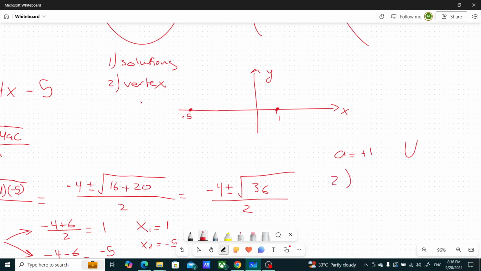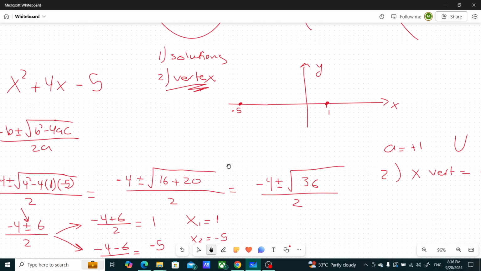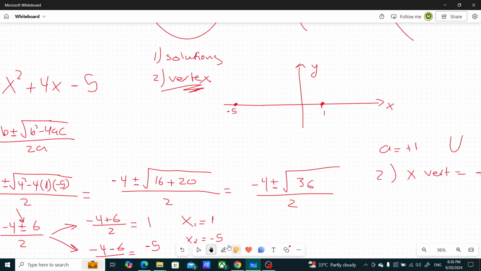Now the second thing we go to is finding the vertex. We know that the x component of the vertex we can find using this formula, which is minus b over 2a. So if we look at our function again, here it is. Minus b, minus 4, over 2a, which is 2 times 1. So my x component of my vertex is negative 4 over 2, which is minus 2.